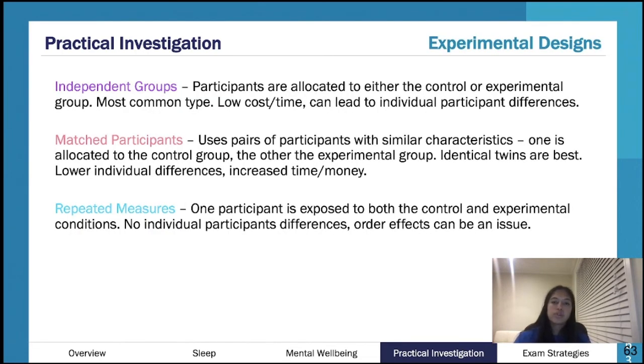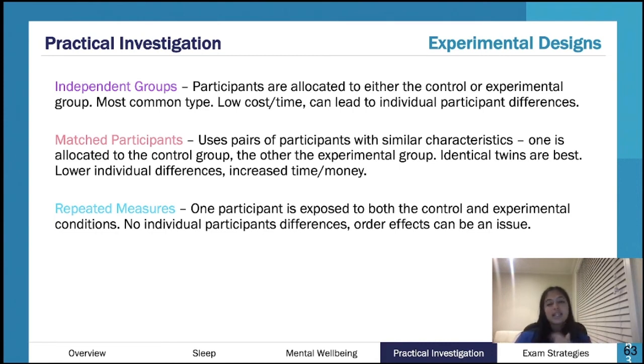Okay, so you've got your experimental design. The three that you look at are independent groups, matched participants, and repeated measures. Independent groups is the most common. You're in the control group or the experimental group, you're not crossing over. That's the one you'll see the most. The main drawback is individual participant differences. If you're in two groups, you may have a lot of people from one suburb or a higher socioeconomic status than the other group, and obviously that may affect the results.